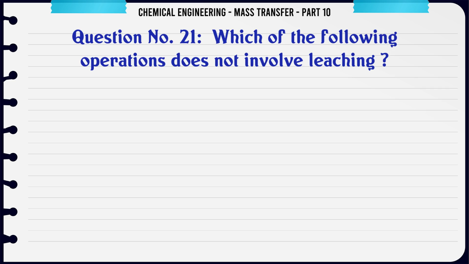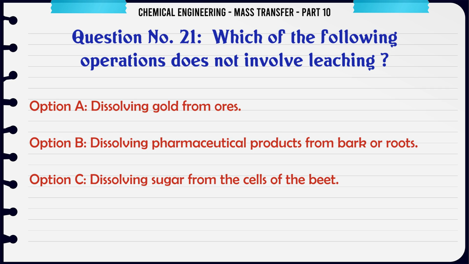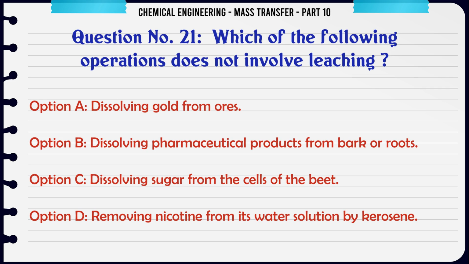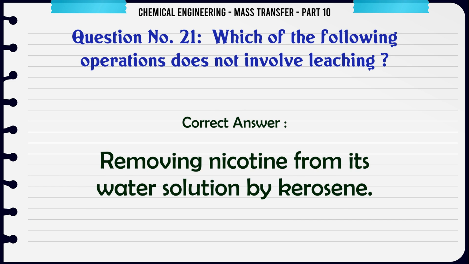Which of the following operations does not involve leaching? A. Dissolving gold from ores. B. Dissolving pharmaceutical products from bark or roots. C. Dissolving sugar from the cells of the beet. D. Removing nicotine from its water solution by kerosene. The correct answer is removing nicotine from its water solution by kerosene.